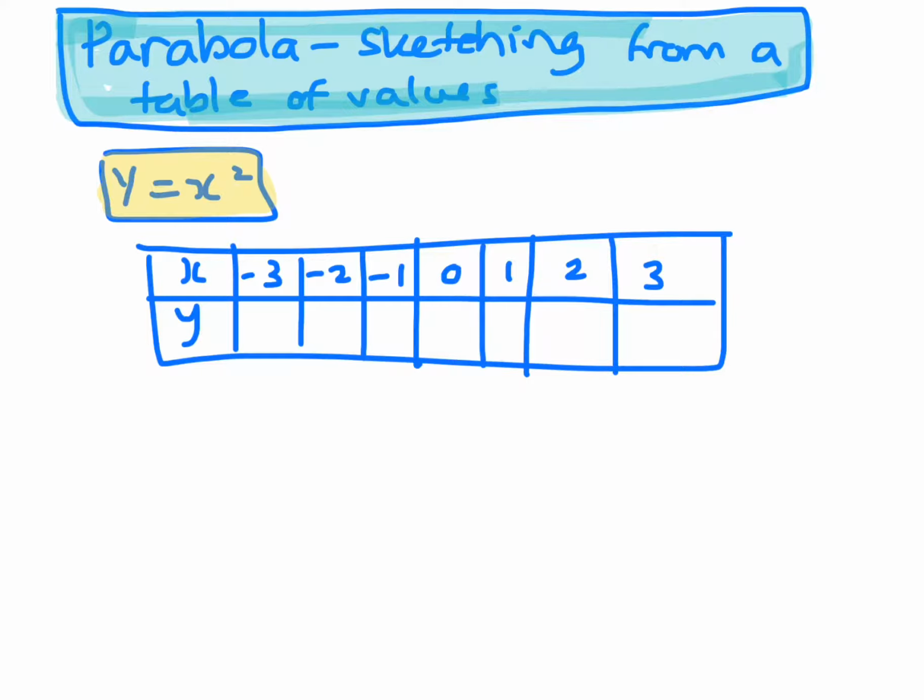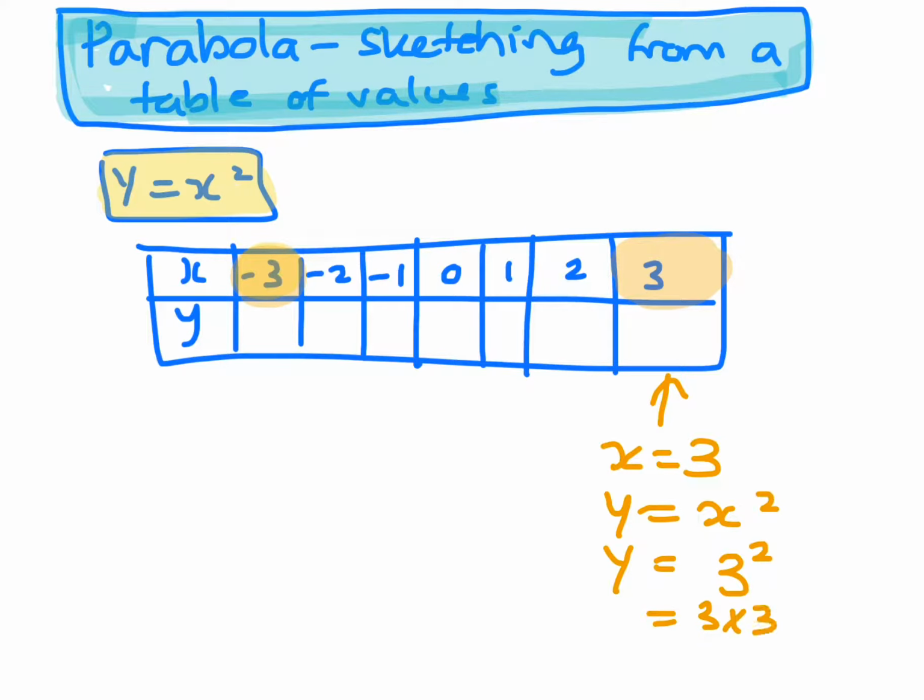So if we look at the first value, that would be -3, sorry. Sometimes it's actually easier to put in the other end, the 3. These two actually end up being exactly the same, but it's much easier to sub x equals 3 into your equation. So here's your equation, y equals x squared. Where the x is, you just put a 3. 3 squared is 3 times 3, which is 9.